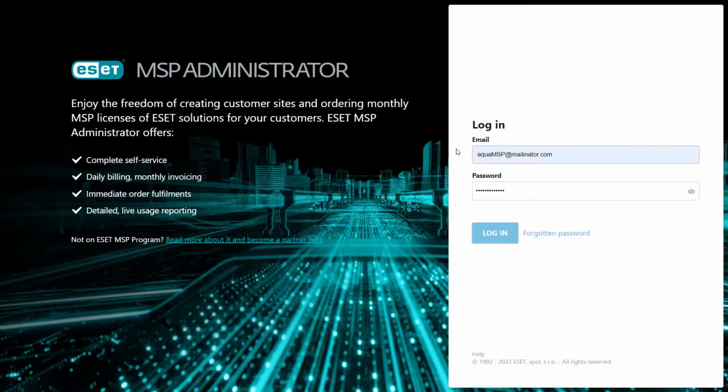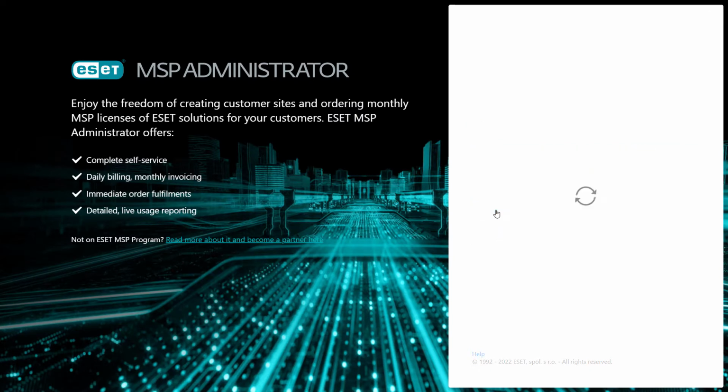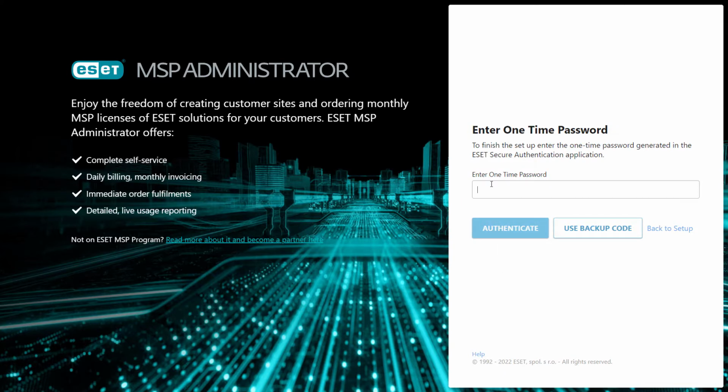During the next login, the system will offer a way to install the application for two-factor authentication. After installing a mobile application and scanning the QR code, the admin will have to enter the generated one-time password to log into the console.